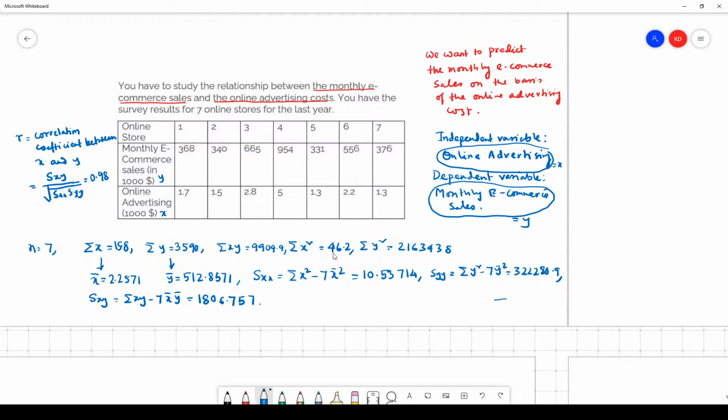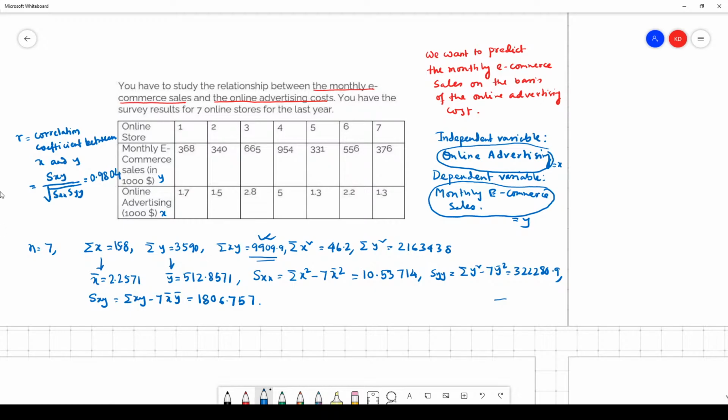Pritam says SXY is SXX. No, Pritam, I think you made some mistake. Okay, please check your calculation. Pritam, SXX is summation x square, SXY is summation xy. Yes, yes, yes. You are right. Okay. So 0.9804. Please, Shayok, do this and tell me.